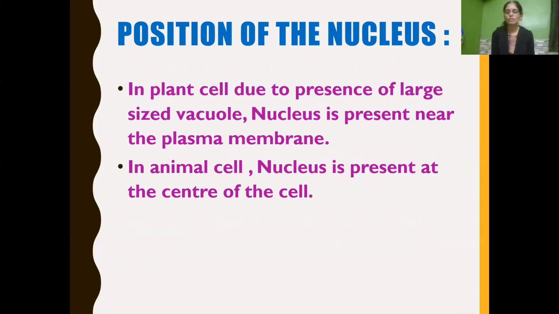Then coming to the position of the nucleus, as we have discussed, in plant cells the vacuole is so large that it occupies 90% of the cell volume. Because of the presence of the large vacuole, the nucleus is present near the plasma membrane. But in animal cells, the nucleus is present at the center of the cell, because the vacuoles are very small in size.